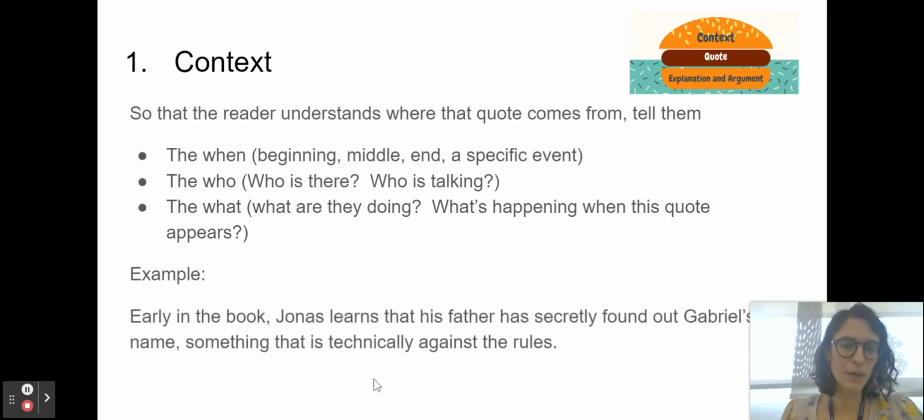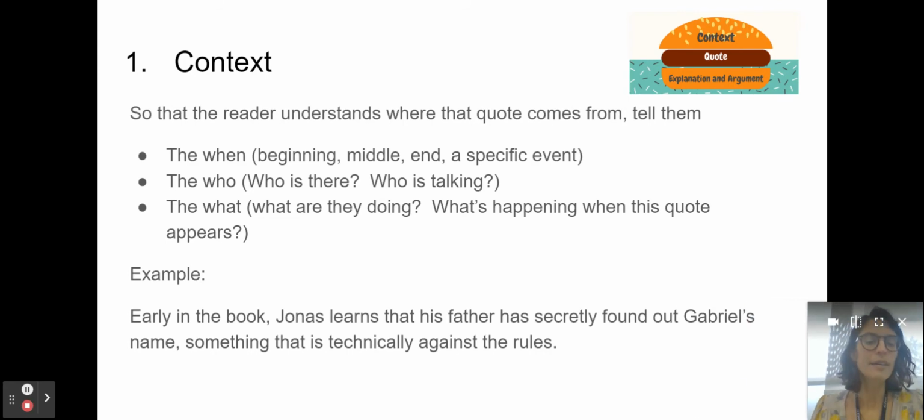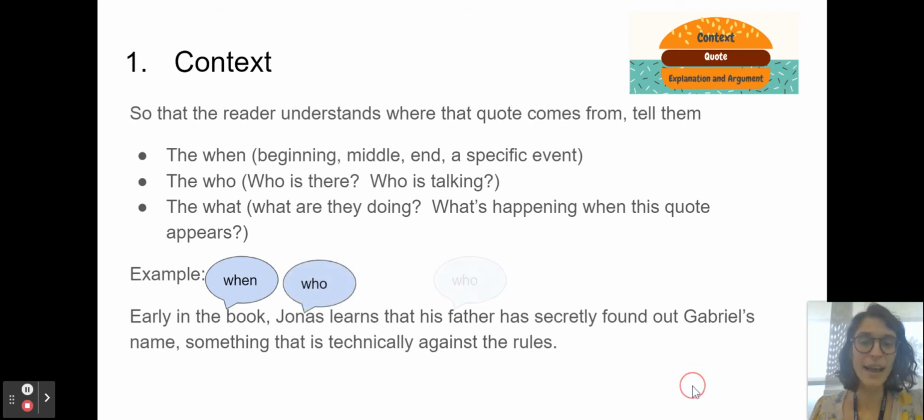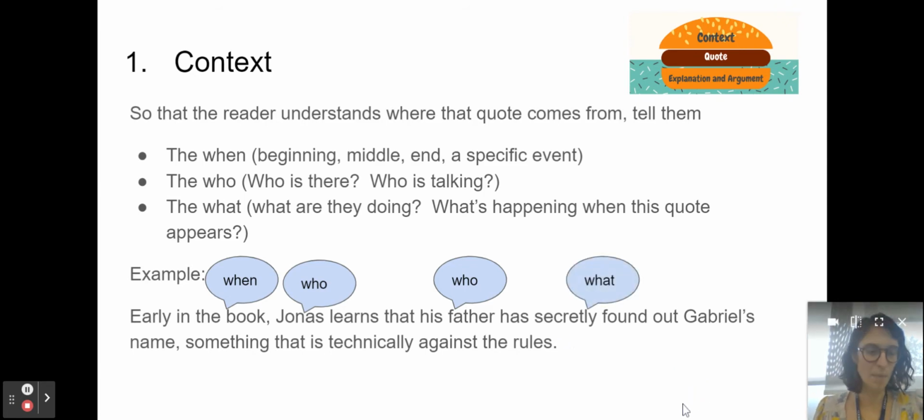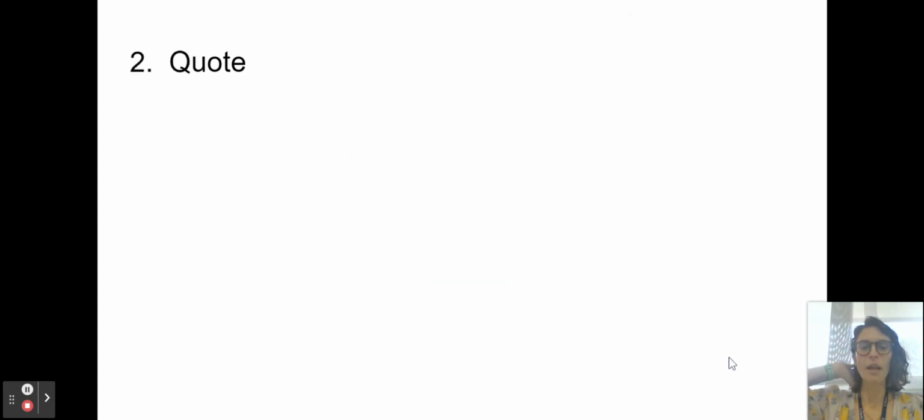Early in the book, Jonas learns that his father has secretly found out Gabriel's name, something that is technically against the rules. So early in the book is the when. Jonas and his father are the who. And what's going on? His father has secretly found out Gabriel's name, something that's against the rules. Does that make sense? As soon as I tell you that, you can remember, oh, that's right, the dad came home and said, I know his name.